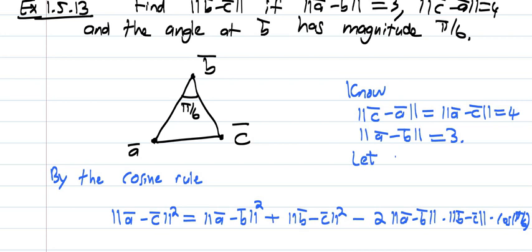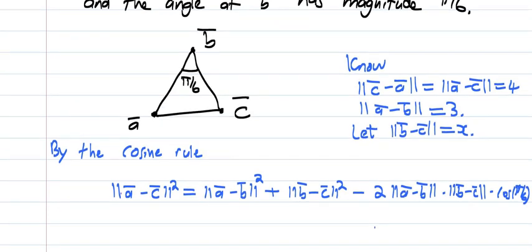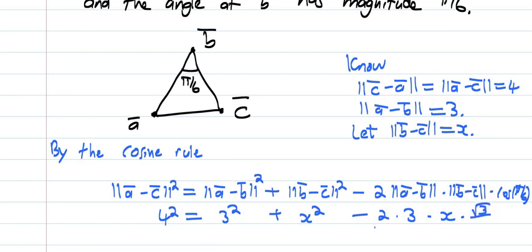And I'm going to make my life easy. I'm going to let the distance from B to C equal x. All right, so now let's fill in. The distance from A to C is 4, and so this becomes 4 squared is equal to the distance from A to B, which is 3 squared, plus the distance from B to C, which we called x, so that's x squared, minus twice the distance from A to B, that's 3, times the distance from B to C, which is x, times cos pi over 6. That is a special angle, and as I said in the previous video, like you know your name, you've got to know what cos pi over 6 is without even thinking, and that is root 3 over 2.